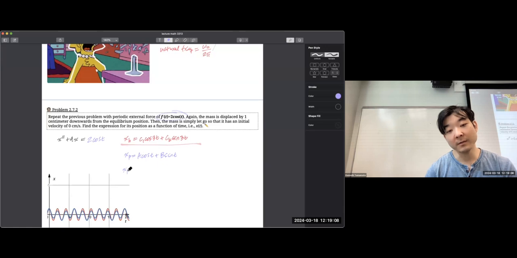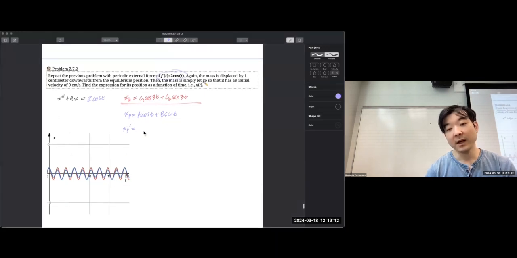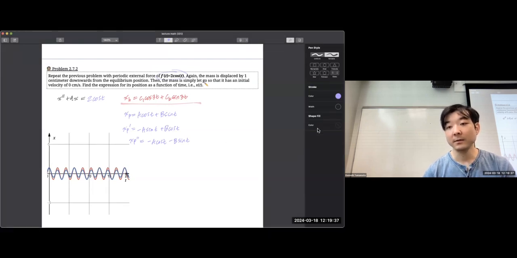So we're going to see that this is an easier problem because of that, because you just take the derivative. It's going to be negative a sine of t plus b cosine of t. And then xp double prime is going to equal negative a cosine of t minus b sine of t. And that's only so that you can plug it into the differential equation and solve. Let's just do that.